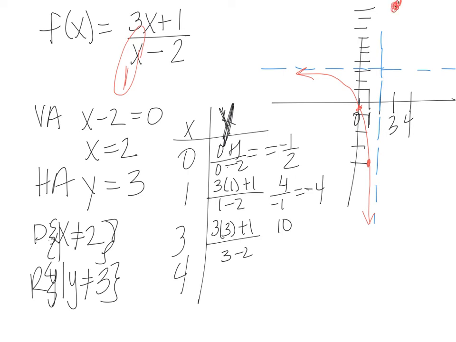And then when I plug in 4, 3 times 4 plus 1 over 4 minus 2 gives me 13 halves, which is 6.5. So 4, 6.5, right there. And then we draw branches. I'm running out of space there. But so that's in a nutshell how you can graph those equations. And we talked about a few others.